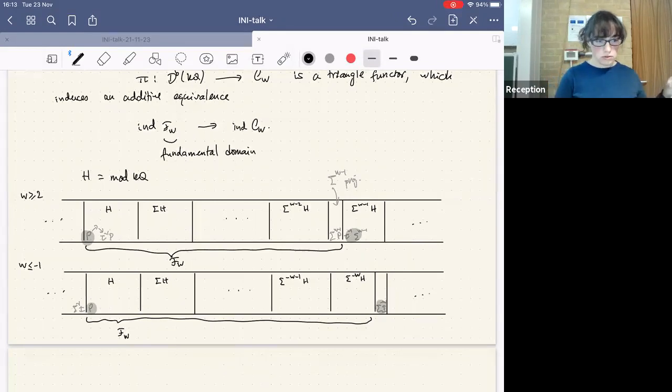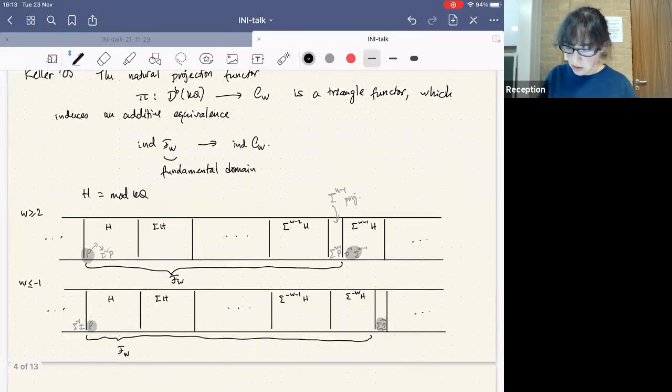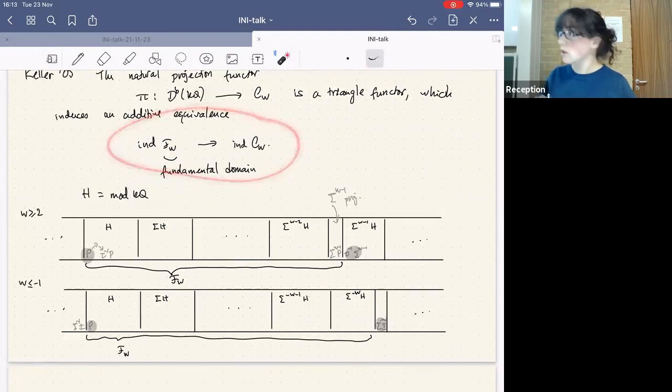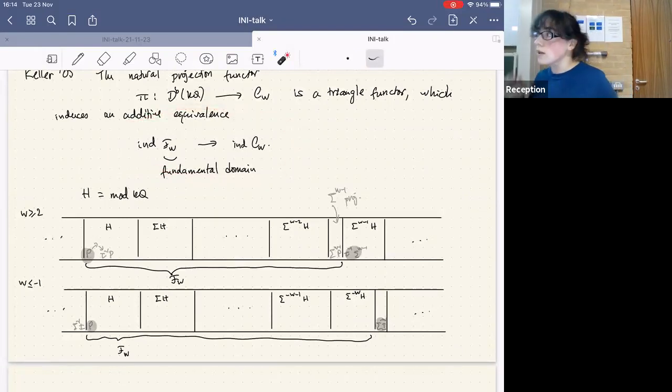Okay, so there's some stuff we're missing. Sorry, here. You just have an additive equivalence FWC. Say that again, sorry. Well, no. Just a bijection. Yes. Okay.